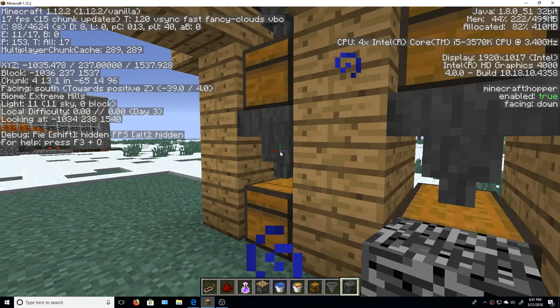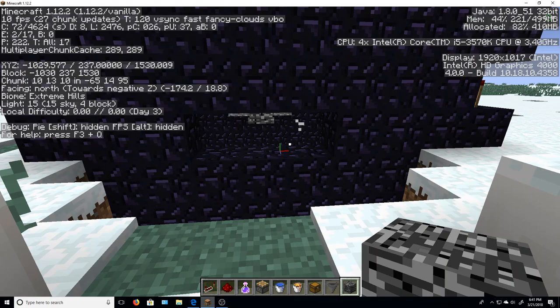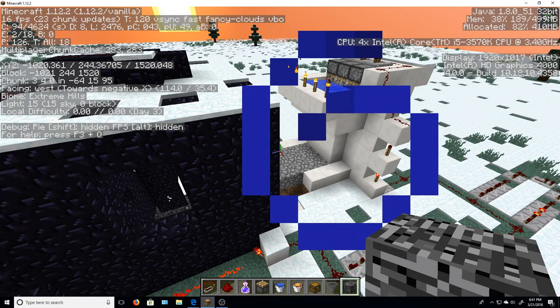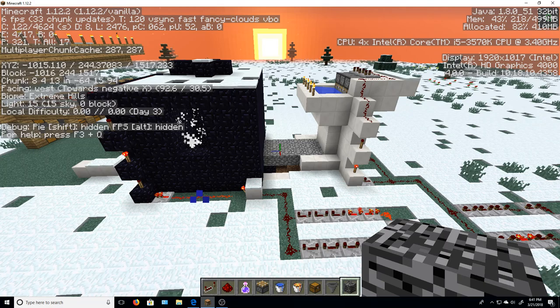So over here you just saw an explosion. If you're wondering what that is, take a guess. 5, 4, 3, 2, 1. No, it's not a cobble grinder. It's a cobble farm. Get it right.